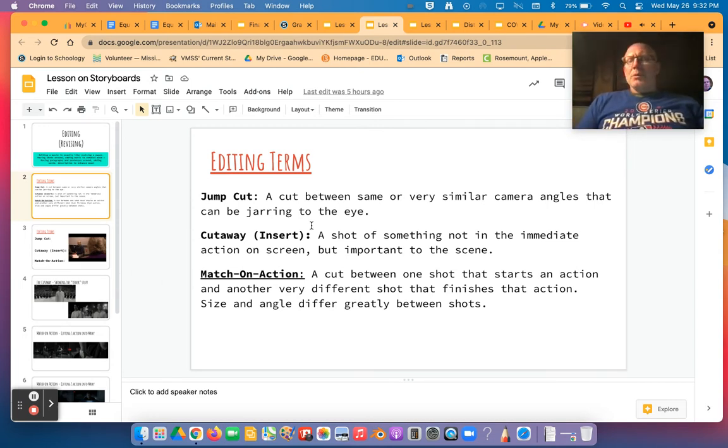The cutaway is when I have this shot, but a cutaway will show you maybe something else that's going on. So a cutaway is a shot to something else in the location. And then the match on action is when I'm cutting between some sort of action, and so I take two shots to make one action come together, or maybe three.